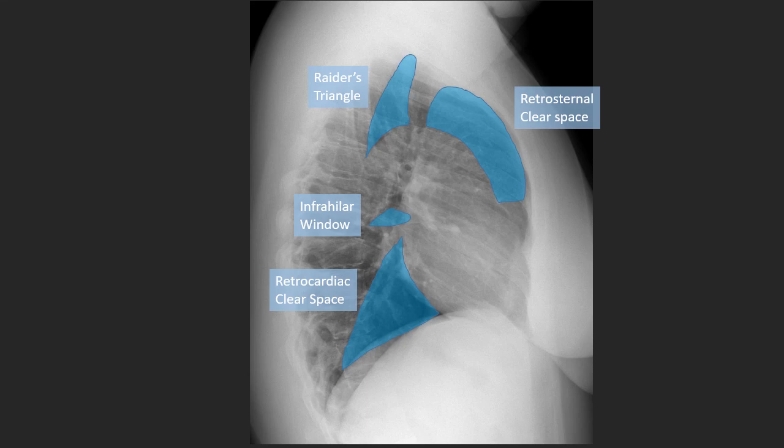So again, these are all your clear spaces, and it's a good approach to looking at each of these clear spaces on the lateral view.